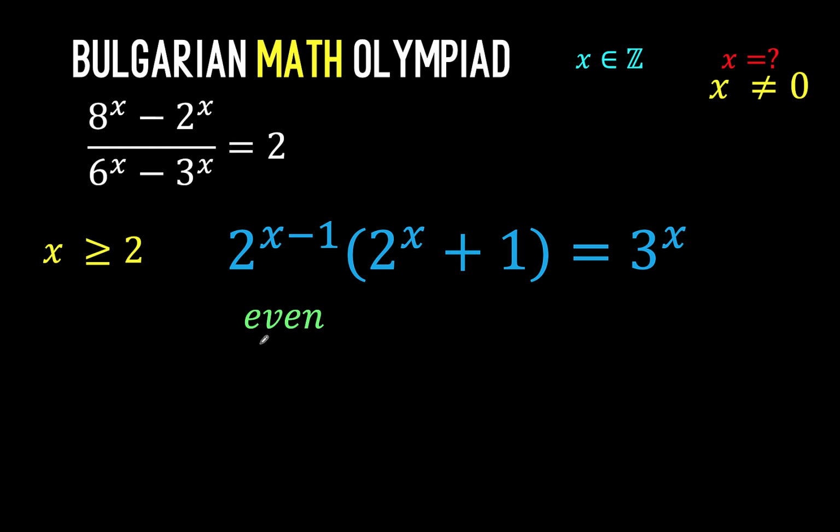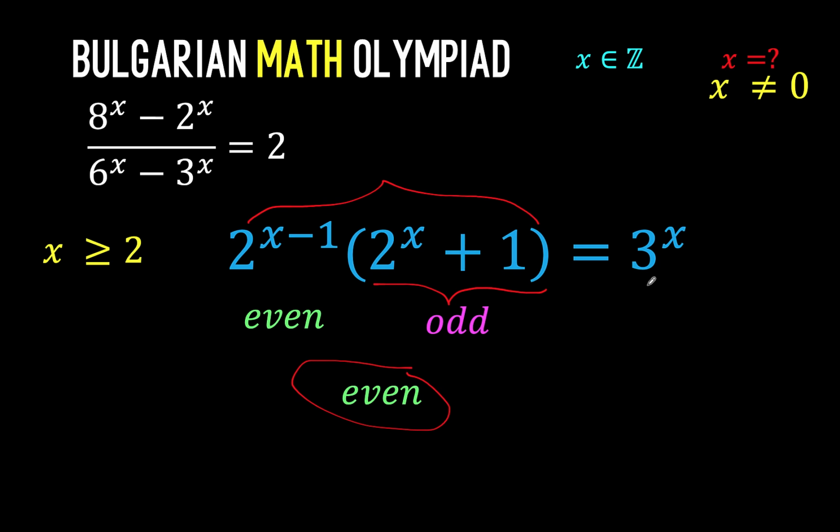They are all even numbers. Whereas here, 2 raised to x is again an even number, but we add 1 to that even number, making it an odd number. And when you multiply an even number times an odd number, the result is another even number. So that means the left side of this equation is an even number.